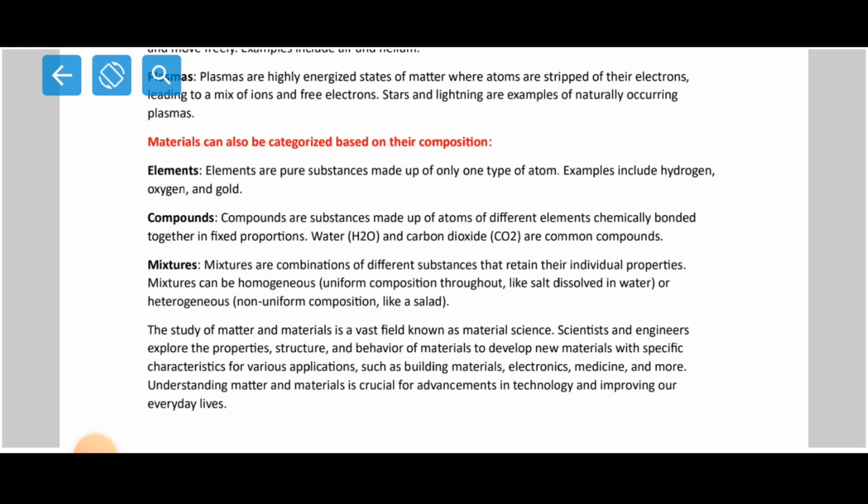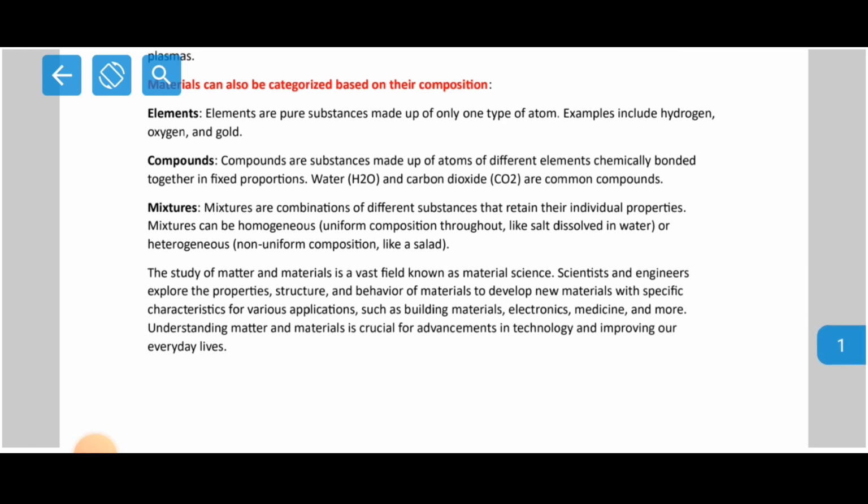And carbon dioxide is also a compound. Why? Because one carbon atom is combining with two oxygen atoms, right? So forming a compound. Now mixture.